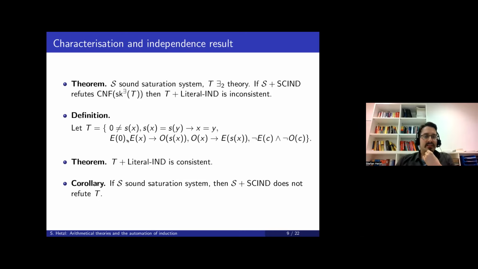So this is now essentially the situation I had in this picture before. Our method M is this sound saturation system S together with the single clause induction rule, and our theory T is the literal induction. The simplification here is that after this first theorem, we can completely forget about saturation and clause logic, and for the second theorem only deal with a more or less nice theory from the point of view of mathematical logic. And this model of T plus literal induction is something very easy, something you can immediately define.